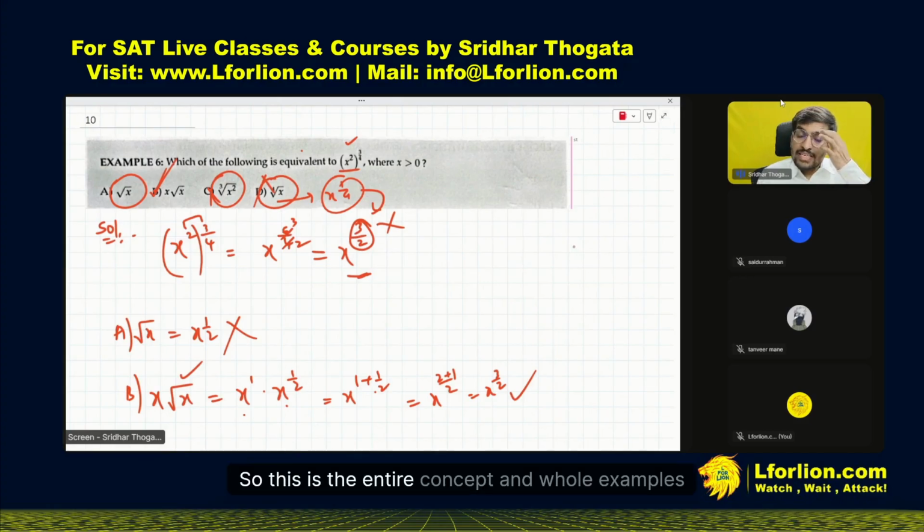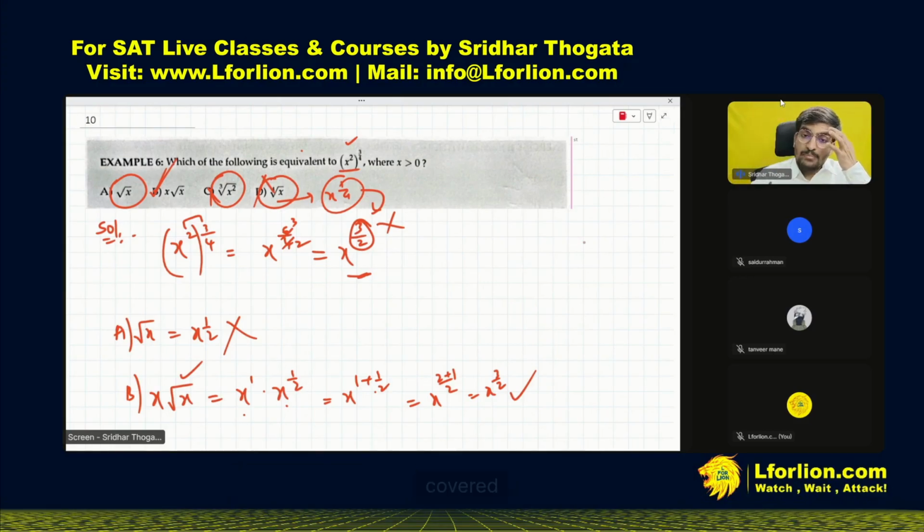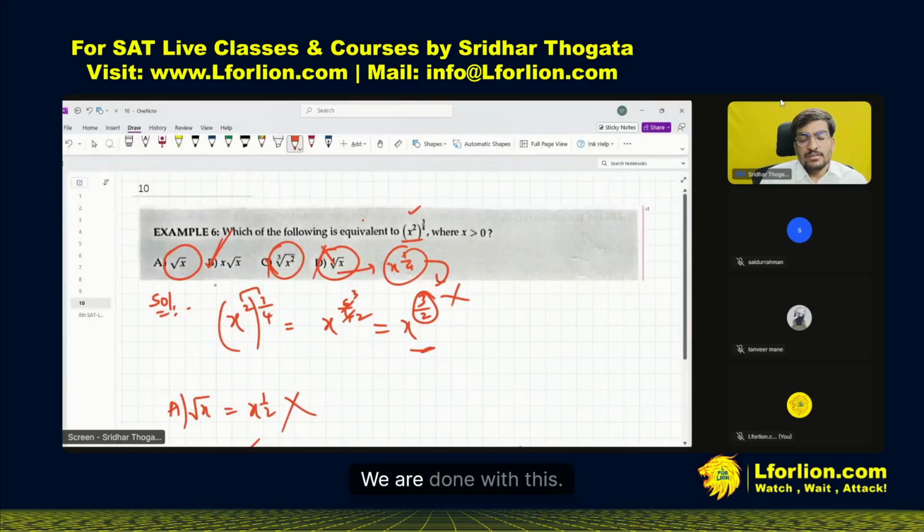So this is the entire concept and whole examples covered about exponents and radicals. We are just left with some exercises, 5 exercises, a minimal number of questions. We just have to do them, then we are done with this completely. What do you say?